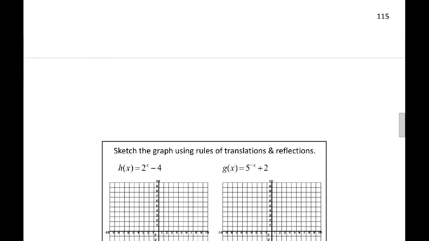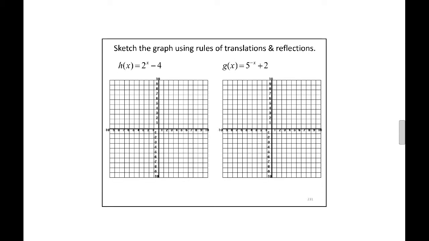Now let's look at a few other examples. Sketch the graph using rules of translations and reflections: h of x equals 2 to the x minus 4. For this one, I'm going to begin by creating a table. So -2, -1, 0, 1, 2. I'm going to actually find points for 2 to the x, not 2 to the x minus 4.